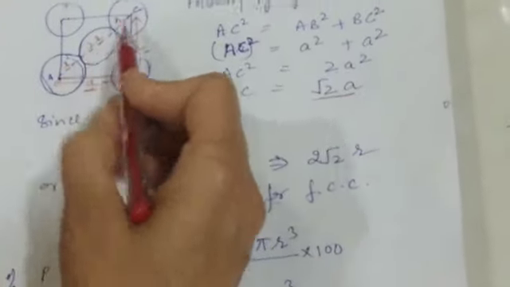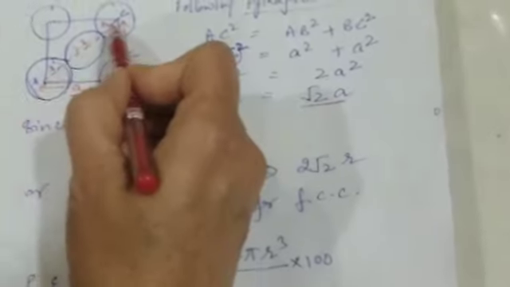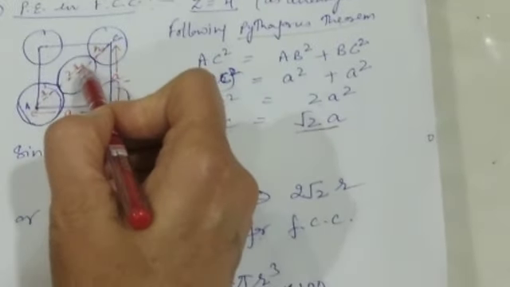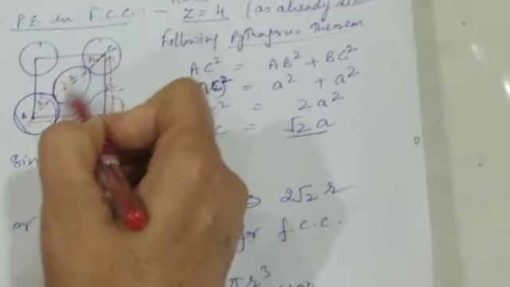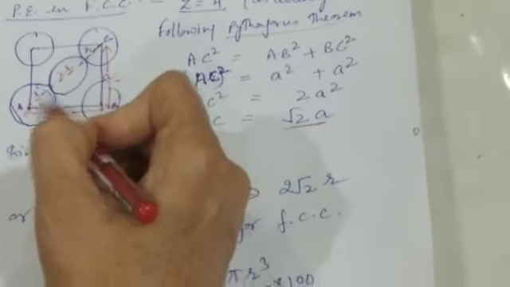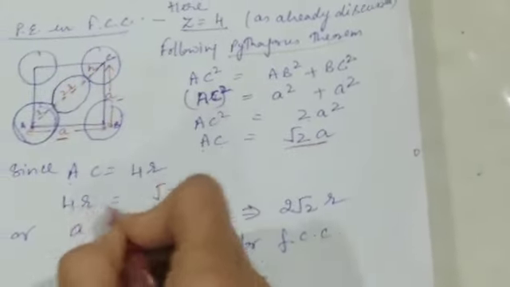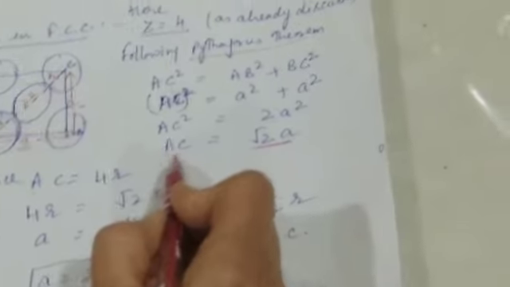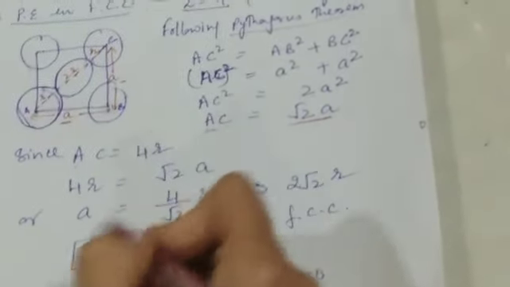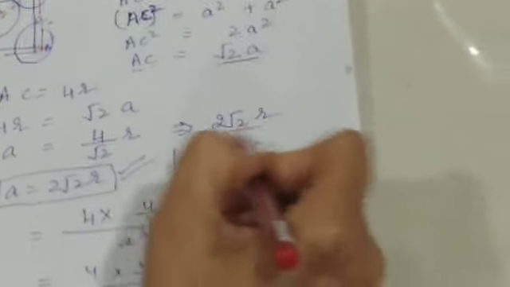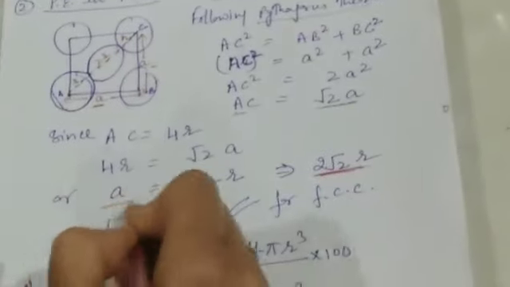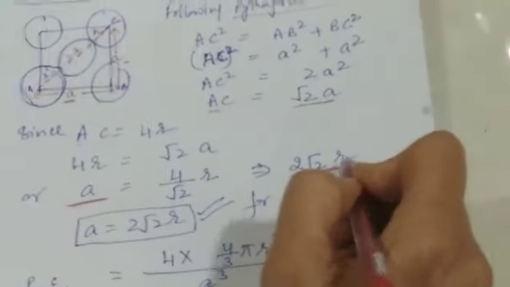It is simple maths. Now this AC is made of different spheres. With radius r, twice the radius is 2r, so AC can be taken as 4r. So substitute this AC as 4r. 4r is equal to root 2 A. So A is 2 root 2 r. If you simplify things, you have the relation between A and r. This may be asked in your exam for 1 mark.